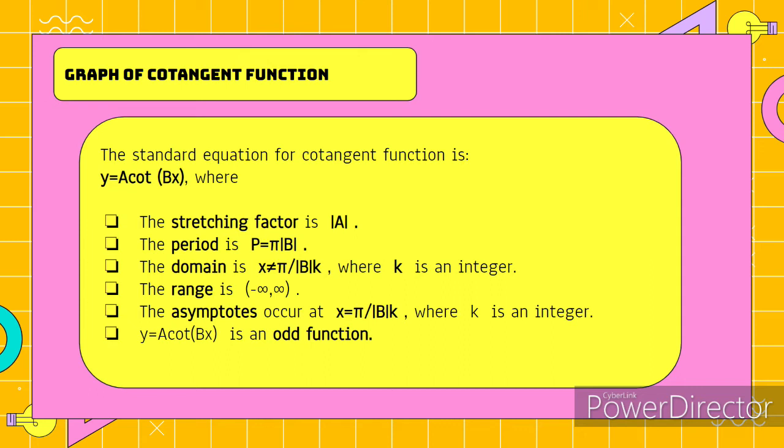The range is negative infinity to infinity. The asymptotes occur at x = πk/|b|, where k is an integer. y = a cot(bx) is an odd function.